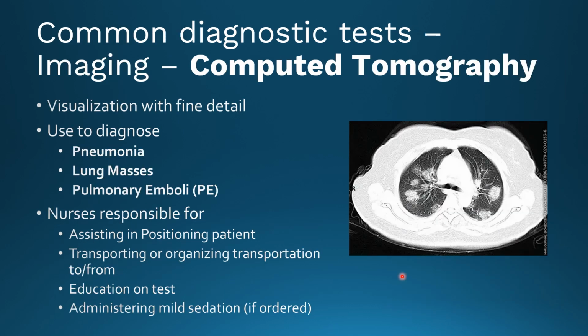Next, we have something called a CT, or computed tomography. It provides a visualization in fine detail. It is used to help diagnose pneumonia, lung masses, suspected pulmonary emboli. A CT is done in cross sections from the top down, so it's observing the lungs in a different plane than the X-ray is observing. Any of these dark white spots are consolidations. These are abnormal spots. These could be a lung mass, could be an emboli, or could be an abscess.